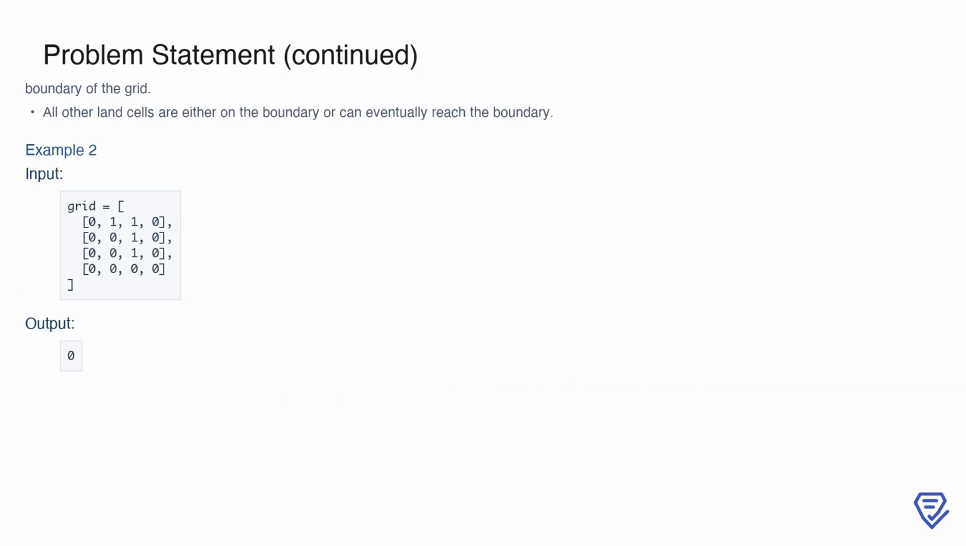In the second example, the grid is again a 4x4 matrix, but the arrangement of land and sea cells is different. Here, the output is 0 because all the land cells are either adjacent to the boundary or are connected to other land cells that lead to the boundary. There are no land cells that are fully enclosed by other land cells. This example highlights that when all land cells have a path to the boundary, the result will always be 0, regardless of the size of the grid.